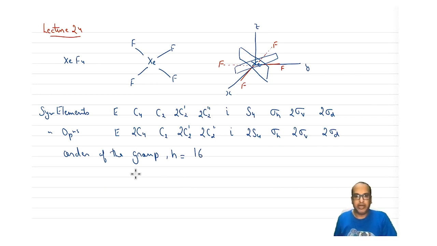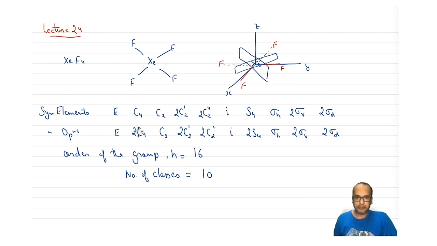Okay. And I'm not going to do all the class calculations, but we will just see the number of classes. So we have 1, 2, 3, 4, 5, 6, 7, 8, 9, 10 classes. So we have the order of the group, we have the number of classes. Now let us also see what will be the point group here.